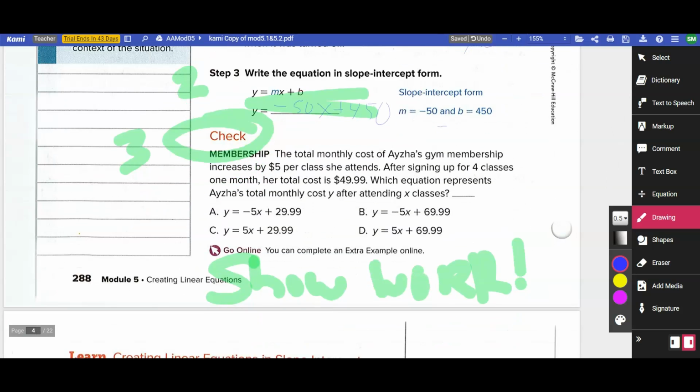Okay. All right. Go ahead and do the check right now and show all your work. Make sure you do the check. Find your B and find your rate of change. That will help you get your answers. You could easily eliminate A or B or C or D depending on what you think your slope is. But after that, you do need to find the initial, find your B.